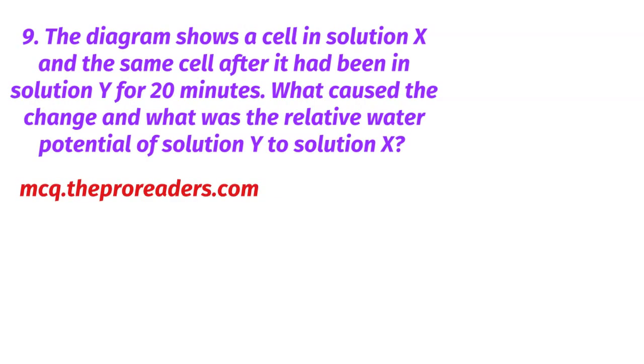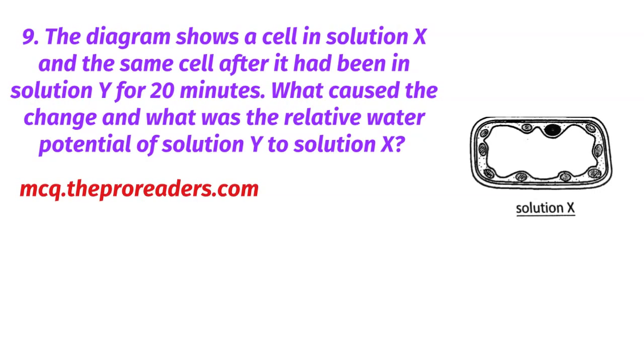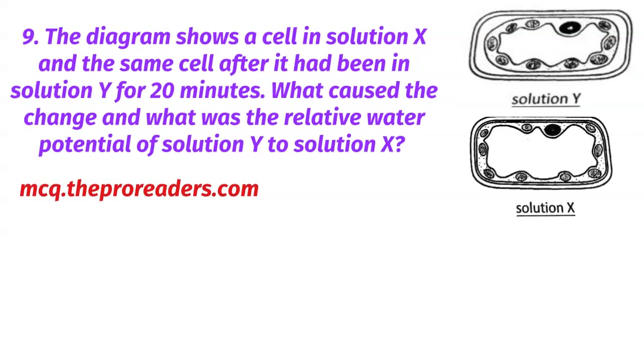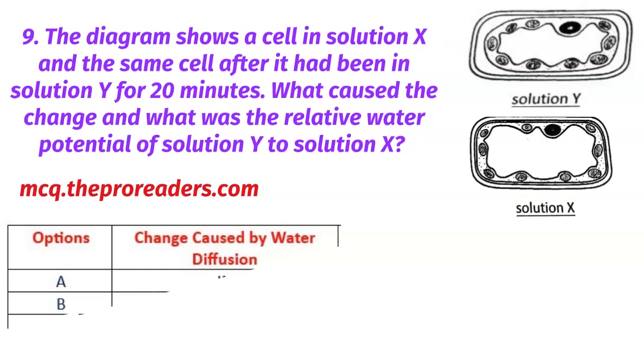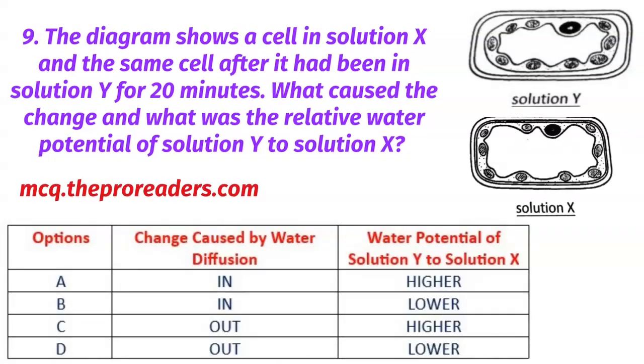The diagram shows a cell in solution X and the same cell after it had been in solution Y for 20 minutes. What caused the change and what was the relative water potential of solution Y to solution X? Change caused by water diffusion, in or out. Water potential of solution Y to solution X, higher or lower. In, higher. In, lower. Out, higher. Out, lower. Option D, out, lower is the correct answer.